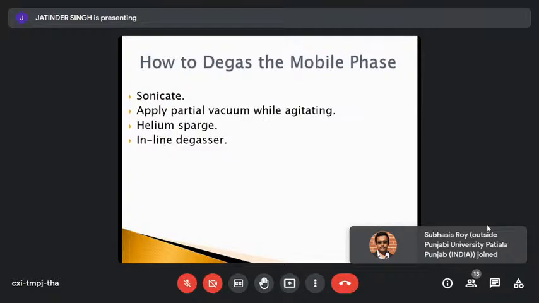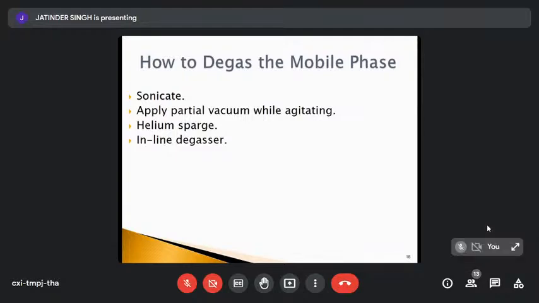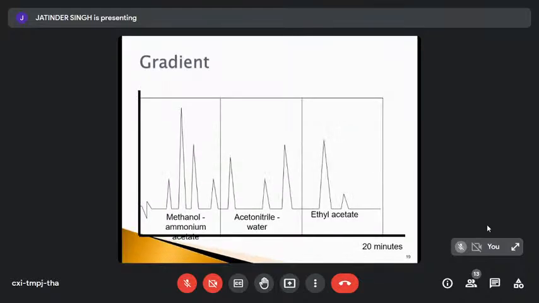So I told you we can degas the mobile phase either by sonication, or by applying partial vacuum, or by passing helium gas, or in some instruments there is an online degasser system that carries out the degasification.